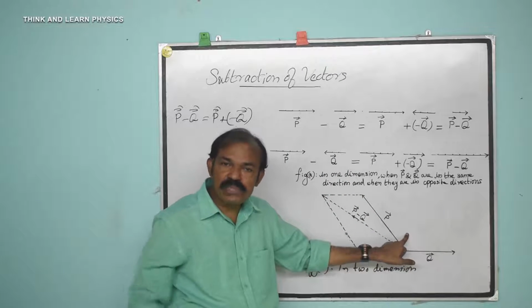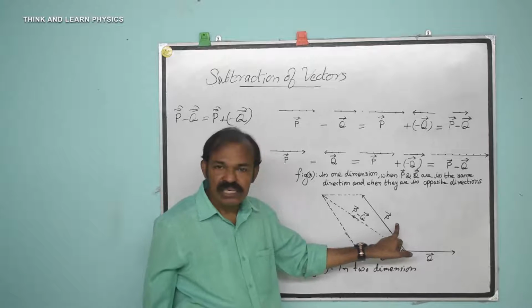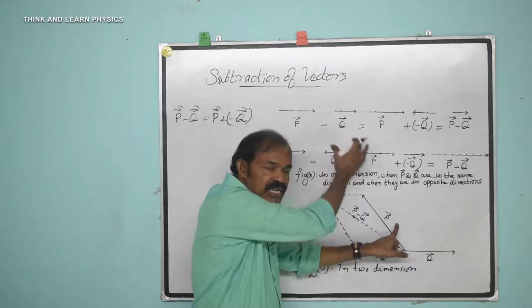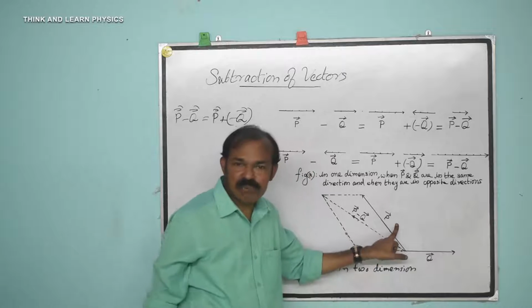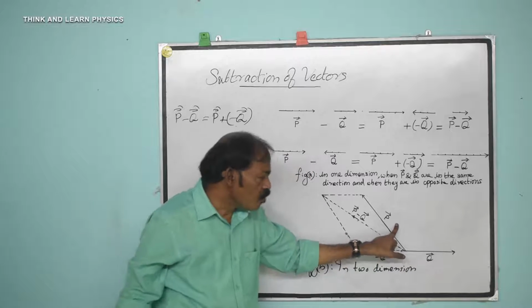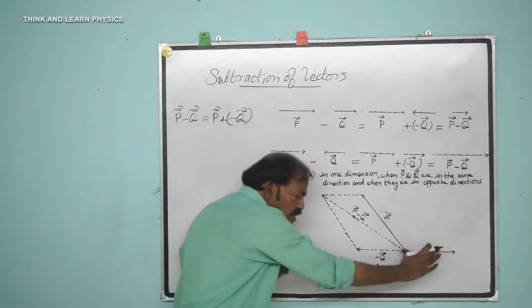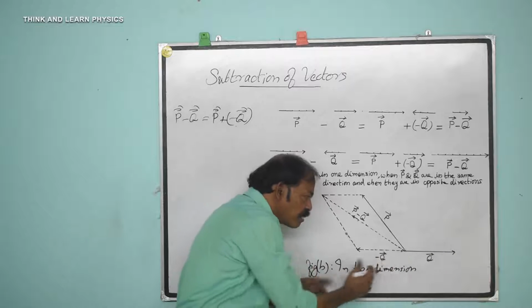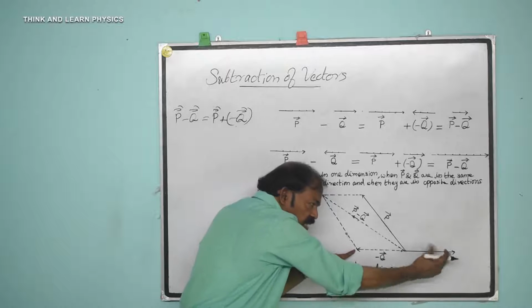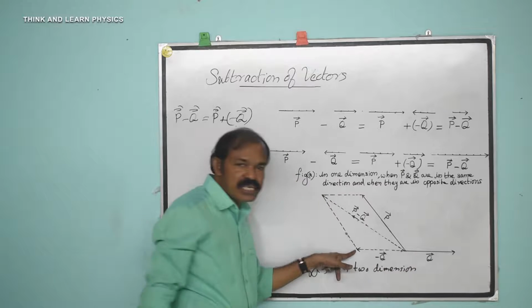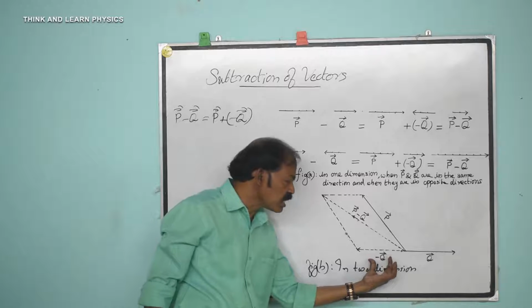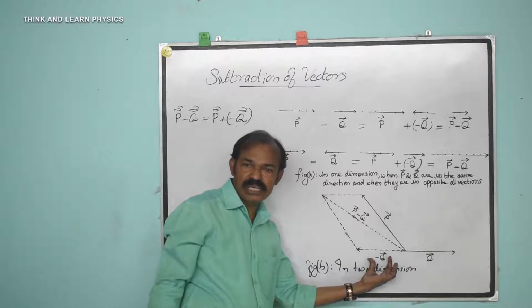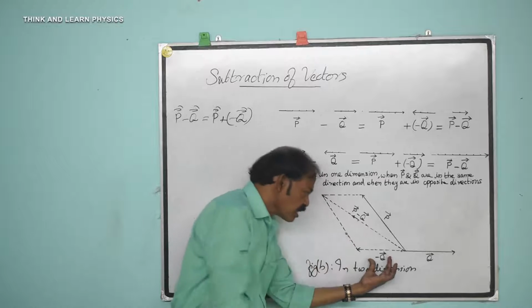Now, in order to subtract q vector from p vector, as in the earlier case, q vector is reversed. That means another vector of the same magnitude and in the opposite direction. That means minus q vector is formed by reversing q vector. A line of the same length is drawn in the opposite direction. Now this line segment represents minus q vector.